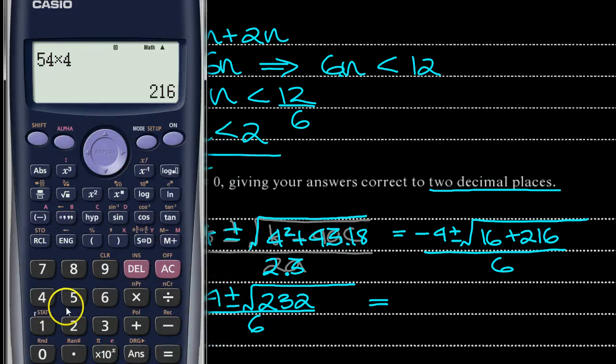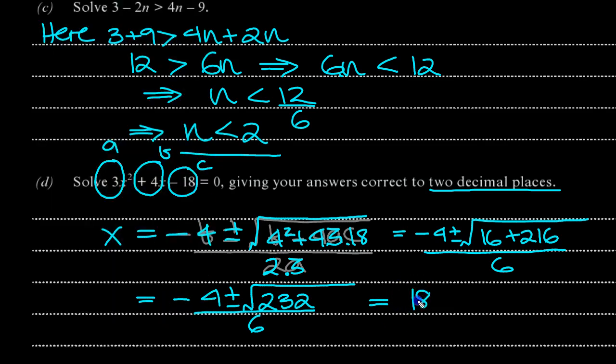So we got minus 4. Put a bracket around the top numbers. Negative 4 plus square root of 232 outside the square root. Close the top bracket. Divide by 6 equals. Get the decimal. 1.87 to 2 dp. And that was to 2 decimal places.